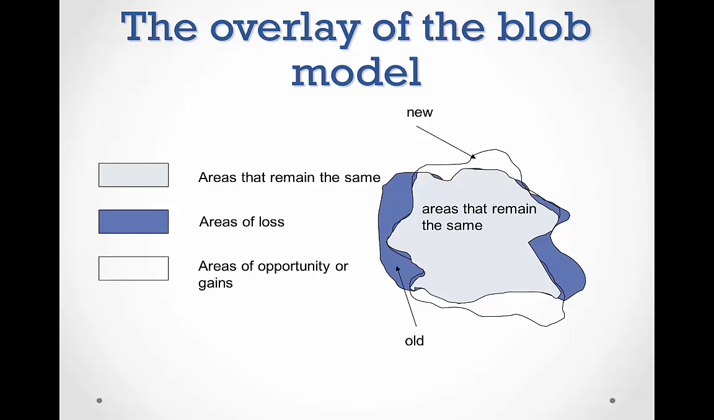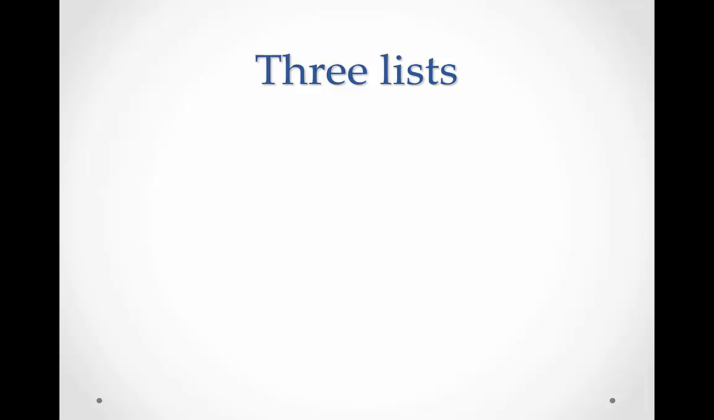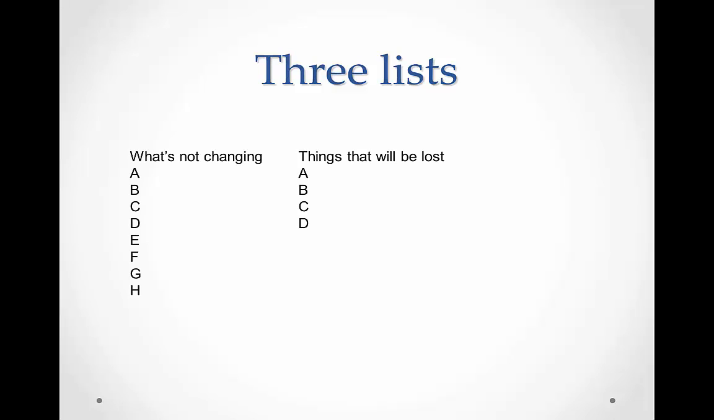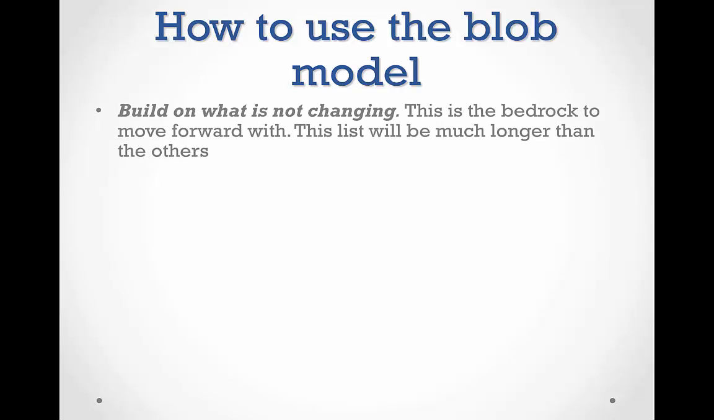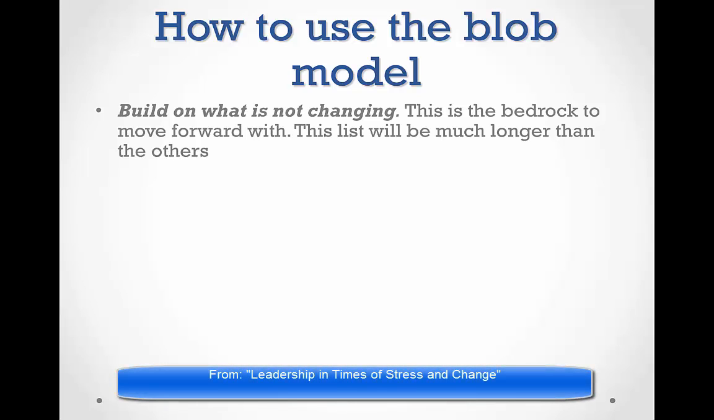One of the steps to use this model is to develop three lists. One list about the things that will remain the same, one list about the things that will be lost, and a list about the things that will be gained. Once those lists are developed, you can begin to develop some plans of action around these concepts. First, build on what is not changing. This is the bedrock to move forward with. This list will be much longer than the others.